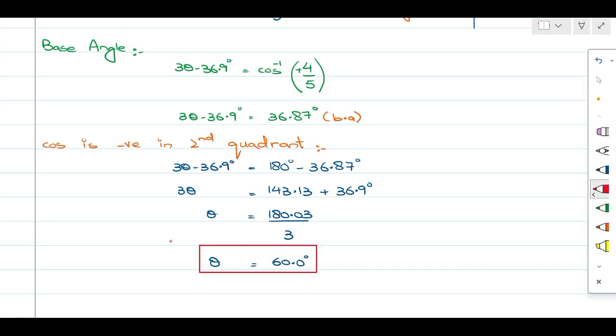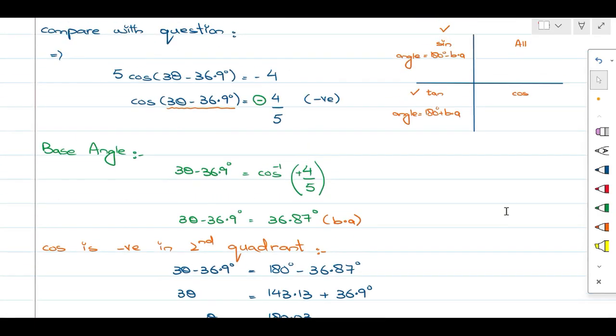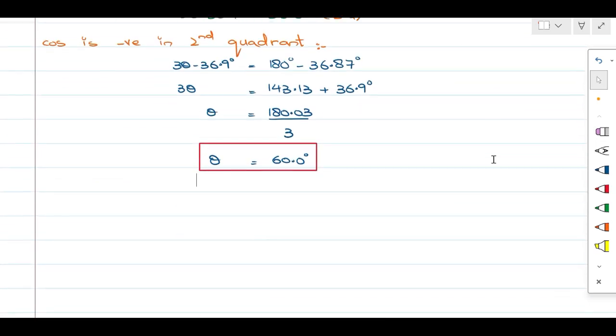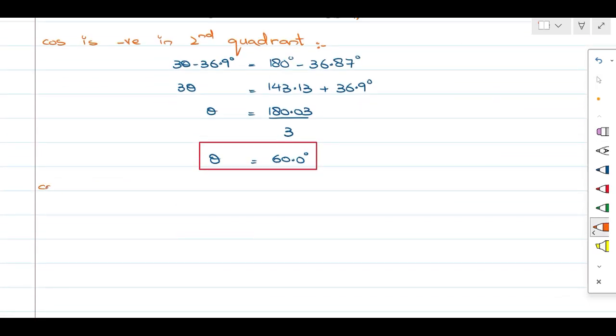Now cos is also negative in the third quadrant, as we have done. Let me find the value for it. So cos is negative in the third quadrant as well.